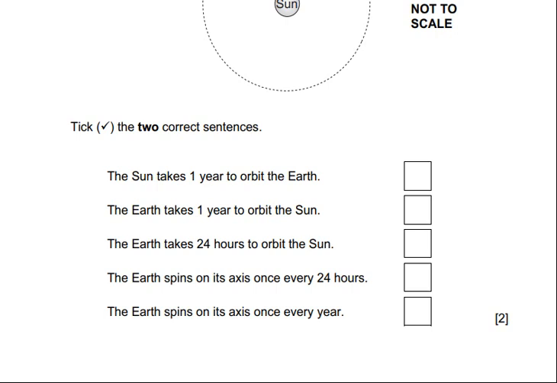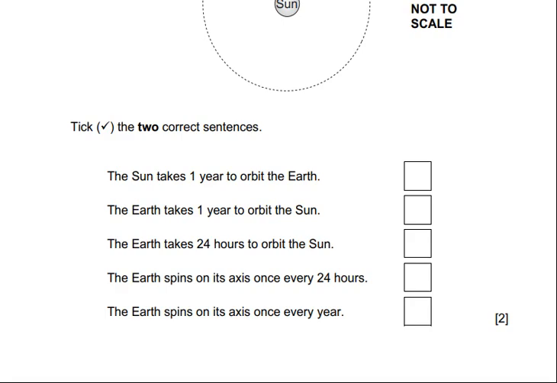Number 1, the sun takes 1 year to orbit the sun. It's not true. Number 2, the earth takes 1 year to orbit the sun. Yeah, tick this one because this one is true. And 3, the earth takes 24 hours to orbit the sun. This one is false, leave it. And number 4, the earth spins on its axis once every 24 hours. Yes, this one is true, tick it. And the last one is false, leave it. So number 2 is correct, tick number 2. And number 4 is also correct, tick number 4.